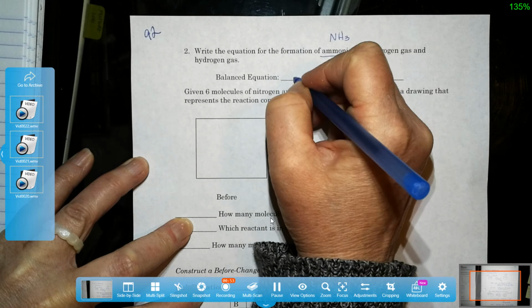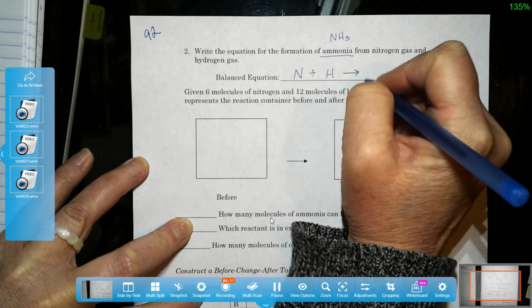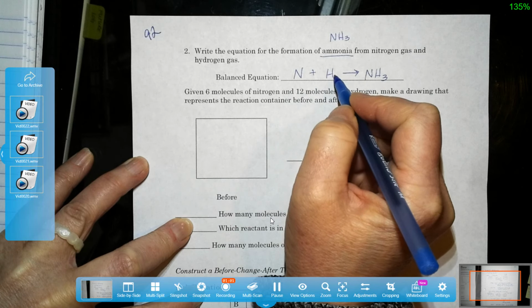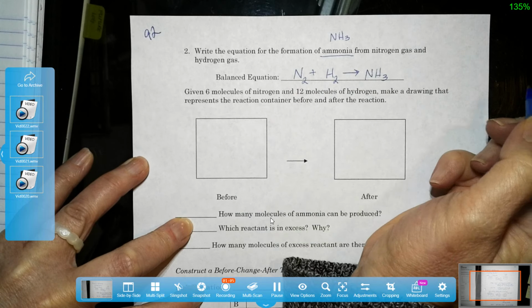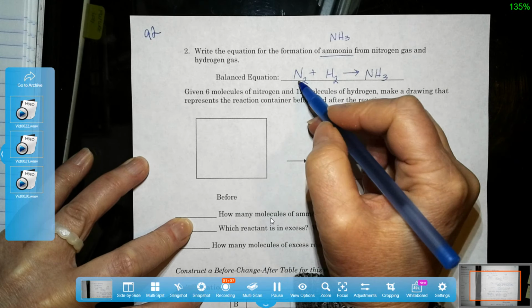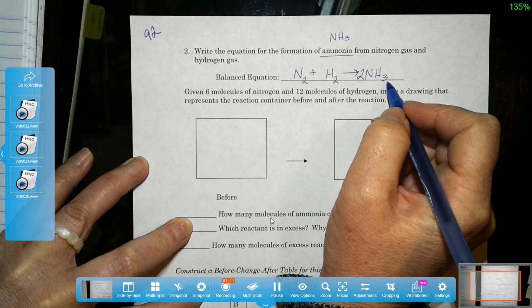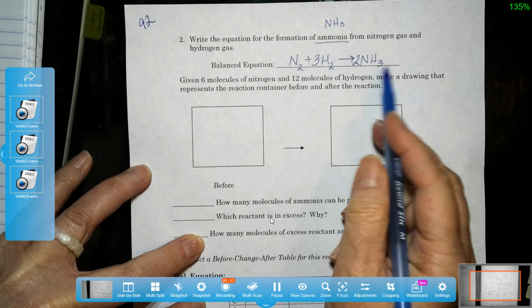All right, so we have nitrogen and hydrogen forming ammonia, and we double check. These elements here are diatomic, so we've got to put 2's there. And we're going to go ahead and balance it. 2 nitrogens here means I need a 2 there. 6 hydrogens here mean I need a 3 there. Okay, so that's our balanced equation.